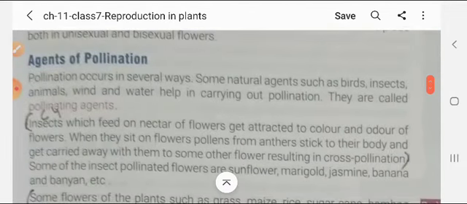Now student, next come the agents of pollination. Who are the agents of pollination? By whom does the pollination take place? So, student, pollination occurs in several ways. Some natural agents such as birds, insects, animals, wind, and water help in carrying out pollination.